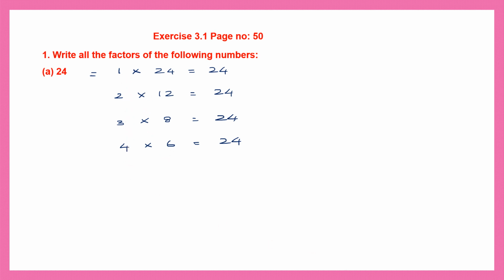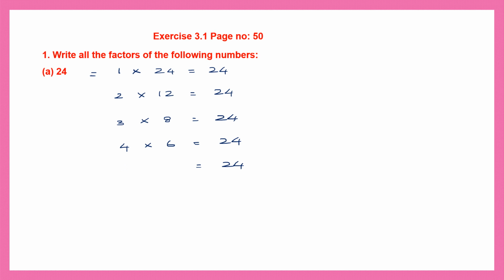Let's try 5. Now will 5 into anything give us 24? No. 5 into nothing will give us 24. So let's take it away. So we did 1, 2, 3, 4, 5. Let's try 6. 6 into 4 is 24. So 6 and 4 are the factors of 24. But look at the previous one. It's already there. 6 and 4 are already there. So you don't have to repeat. So when you reach factors which are already there, then you know that you have completed all your factors.